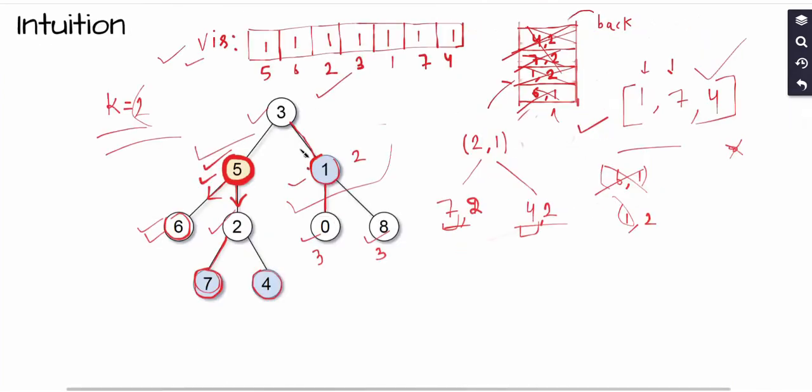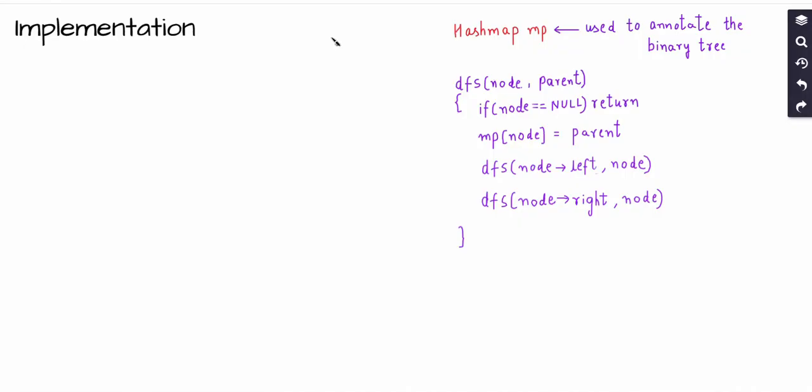So first we want to annotate the tree. So we know that first we have to map the value for each node to its parent. That process is called annotation, and we will do this using depth first search. So we start our depth first search from this root node while passing the parent for each node, and for the root node the parent would be null, and we use an auxiliary map, hash map, to map each node to its parent. So that's what we are doing here.